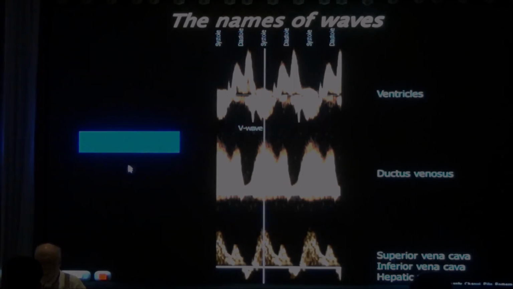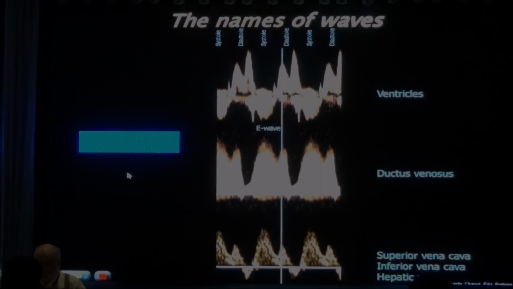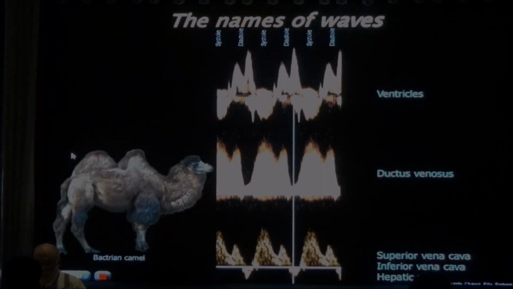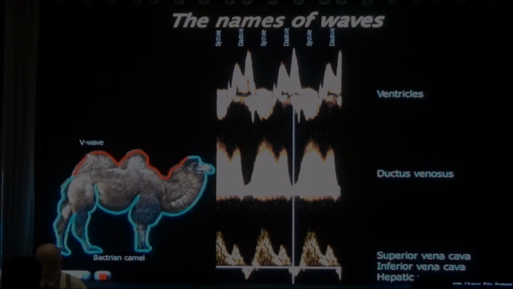So V is for ventricular systole, E wave, A wave, and I was in Mongolia, and in Mongolia there's this cute little camel called the Bactrian camel. And remember, the Bactrian camel has two bumps. This is the V wave, this is the E wave, and this is the A wave. So I ask you to find in my tracing, where is the camel?